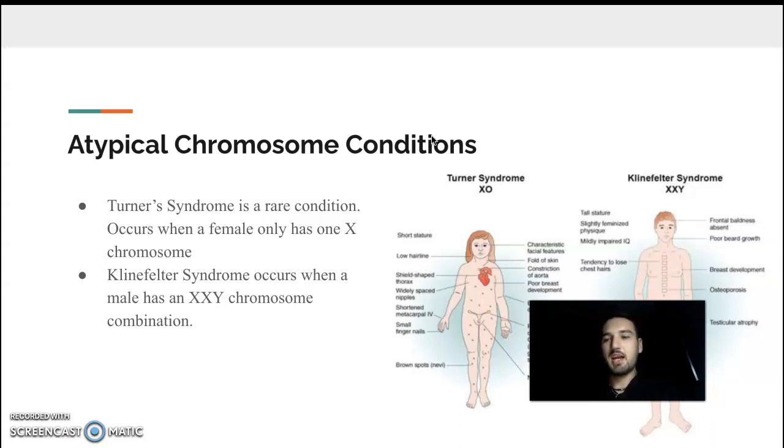And on the right side, we have the Klinefelter syndrome, which is when a male has an XXY chromosome combination instead of the usual XY chromosome. So this time the male has two X chromosomes in addition to the Y, and such a person will experience some female characteristics such as breast development, testicular atrophy, poor beard growth, and other consequences.